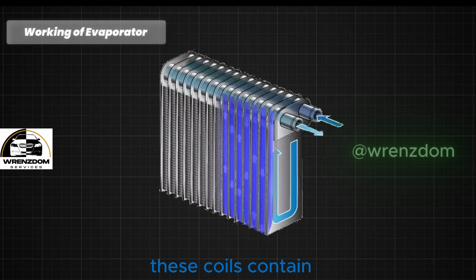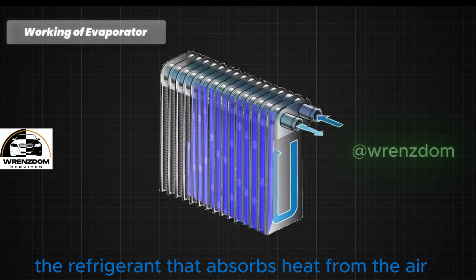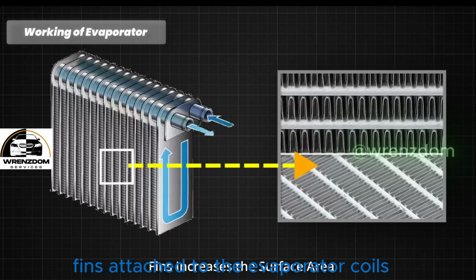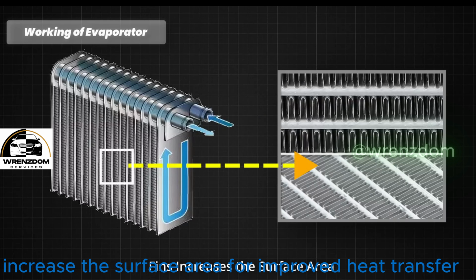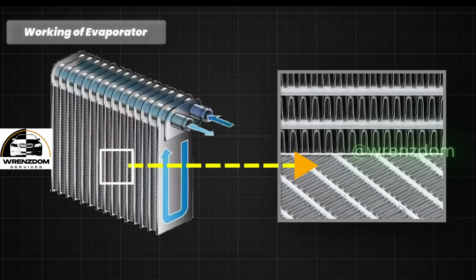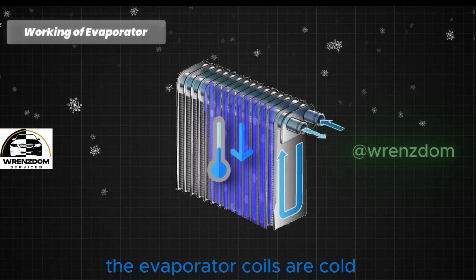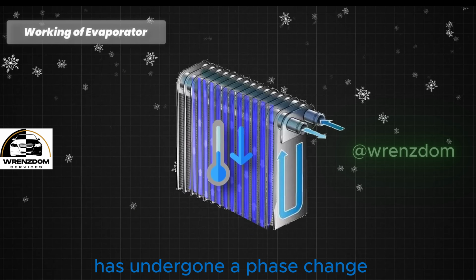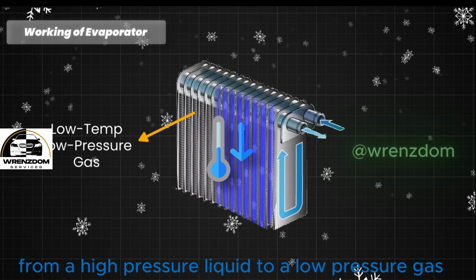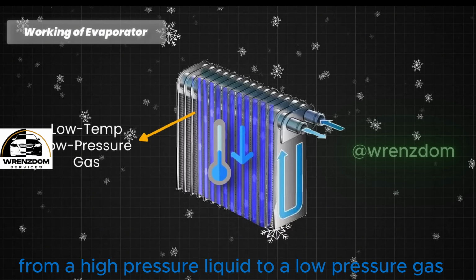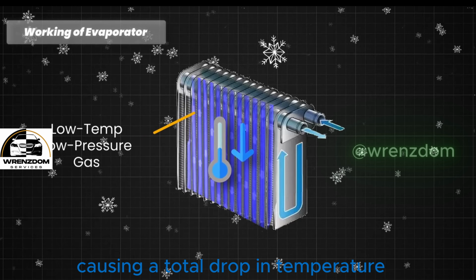These coils contain the refrigerant that absorbs heat from the air. Fins attached to the evaporator coils increase the surface area for improved heat transfer. The evaporator coils are cold because the refrigerant inside them has undergone a phase change from a high-pressure liquid to a low-pressure gas, causing a total drop in temperature.